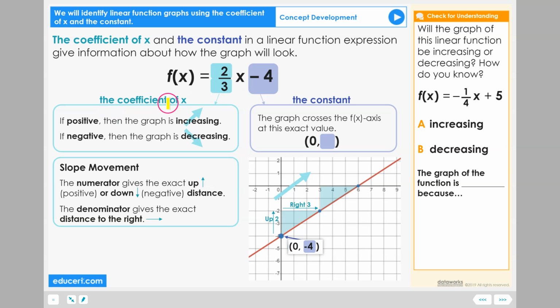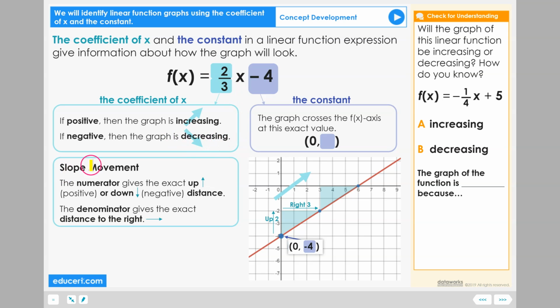First, the coefficient of x will tell us if the graph from left to right is increasing or decreasing. If the coefficient of x is positive, then the graph is increasing. In this example, this is a positive 2/3, and that is why this graph from left to right is going up, or increasing. If the coefficient of x was negative, then the graph would be decreasing from left to right.